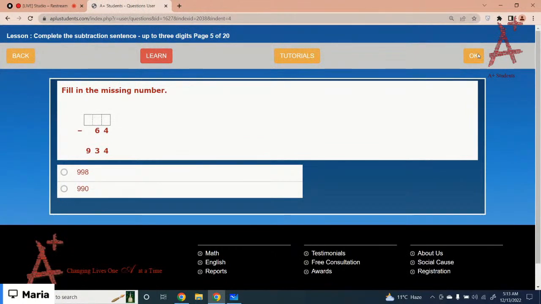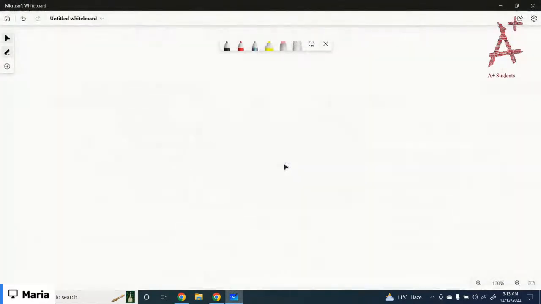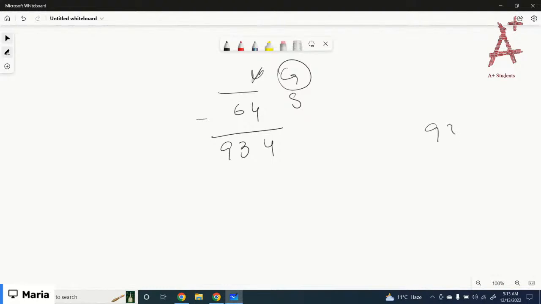Okay, the next one is the missing number, subtract 64 equals 934. Okay, you have to find now the greater number. Got it? You are given the smaller one. So whenever you have to find the greater one, subtract the given number out of the difference. 934 subtract 64, and you will find the missing number, the greater number. Got it?